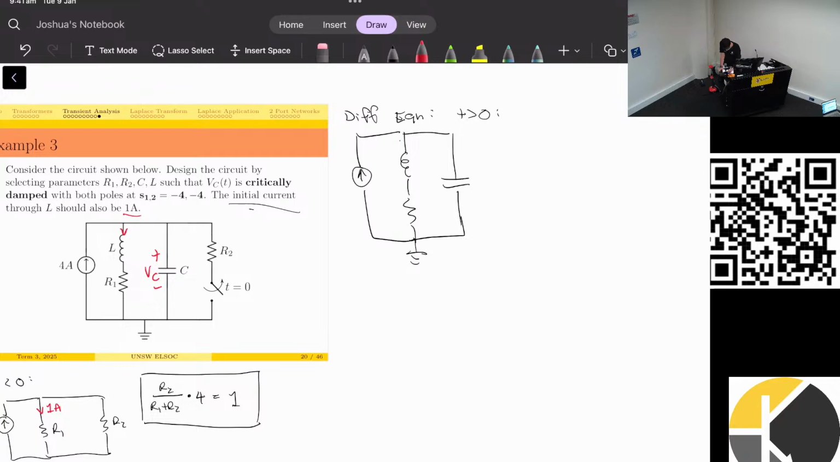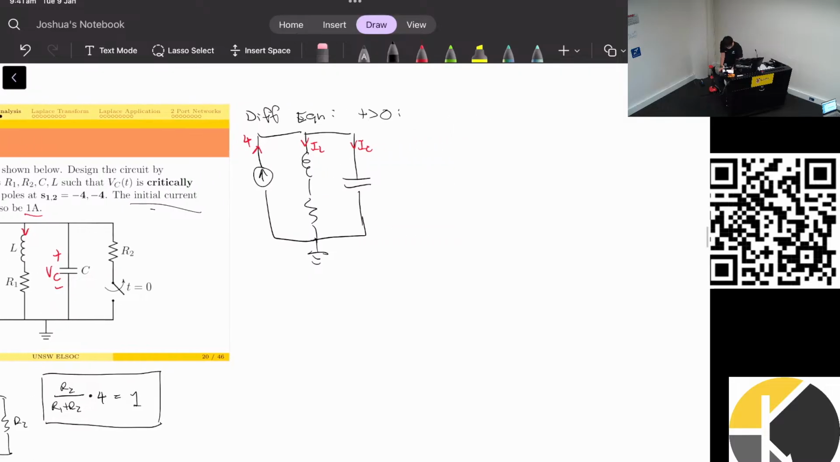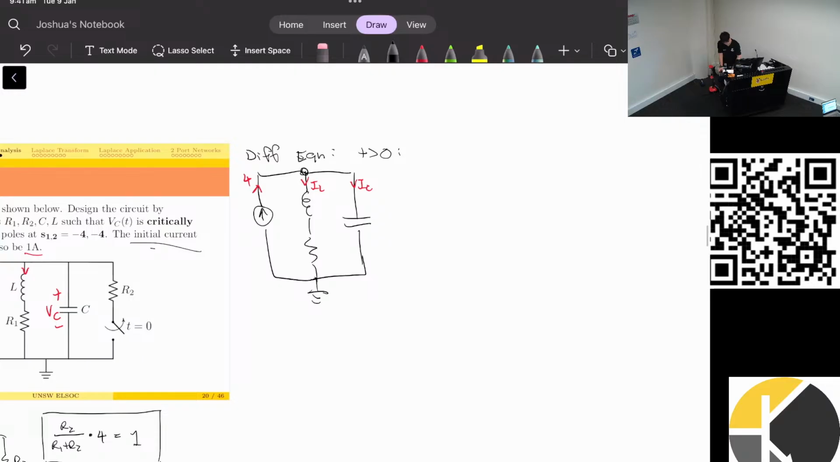So we have IL, IC, and this is 4. Then we can do KCL on this node here. So now we have 4 is equal to IL plus IC. What else can we find out? The capacitor is in parallel with the resistor and the inductor in series. So I can say that the voltage of the capacitor is the sum of the voltage of the inductor and the resistor. So I'll try to use these two equations to solve this problem.